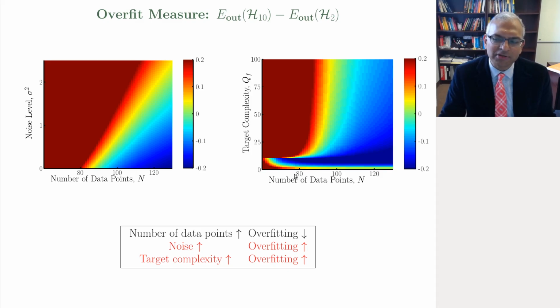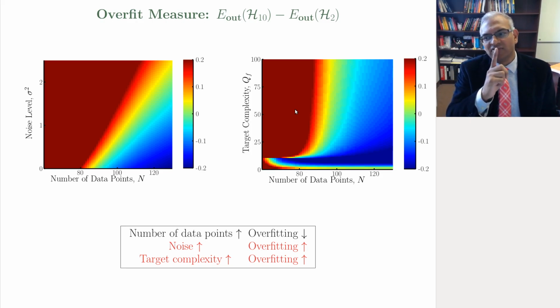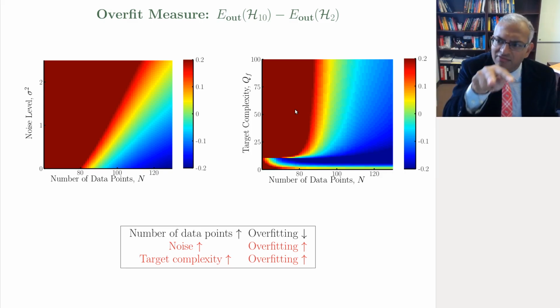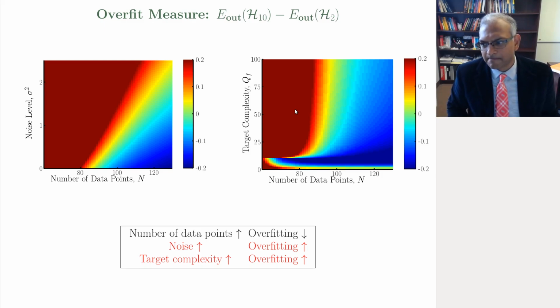here is a very counterintuitive message. As the target complexity goes up, you should prefer the simpler model. Imagine telling that to your boss. Boss, since the target complexity is going up, I'm switching from the 10th order fit to the second order fit. What? Yes. To avoid overfitting. And this is not conjecture. This is concrete. This is quantitative. The overfit measure has gone into deep red territory as the target complexity goes up.